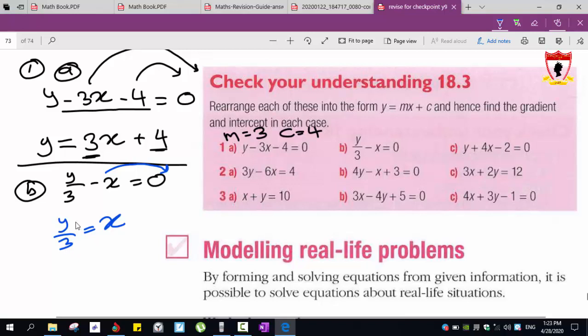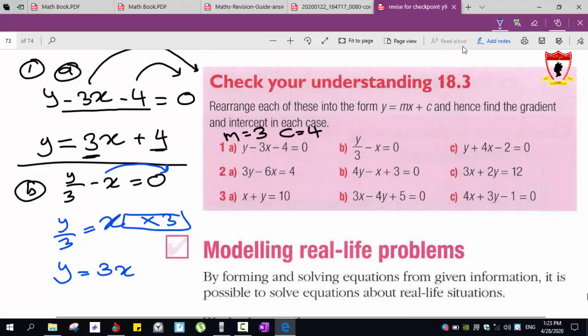The relation between y and this 3 is division. What's the opposite of division? Multiplication. So we multiply everything by 3 to remove this 3 under the y. Then y over 3 times 3 will be y, and x times 3 is 3x. So y is equal to 3x.